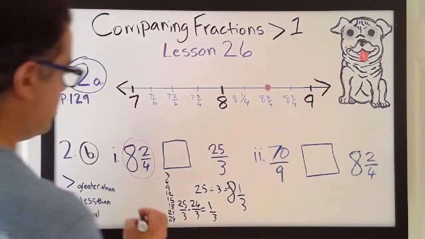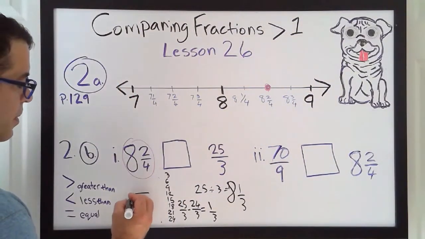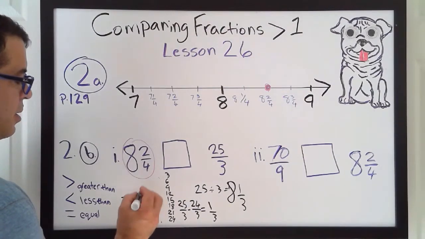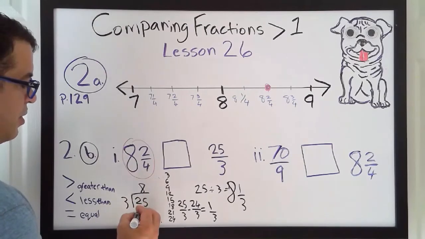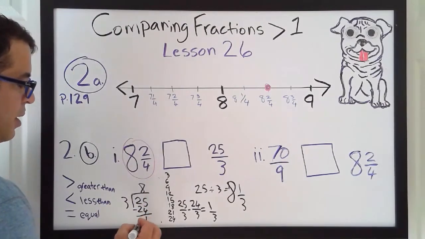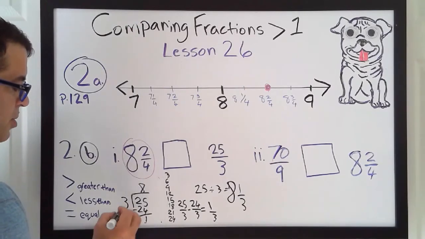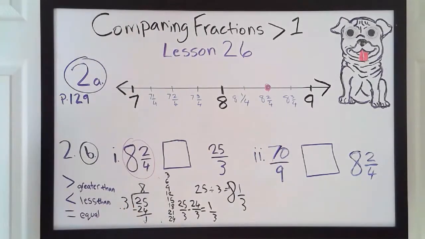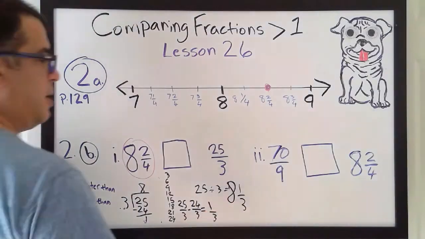We also did it as a division problem. Let's do 25 divided by 3. We said 8 times 3 is 24. I subtract 24 from 25. There's my 1/3 right here. You see it? 1/3.